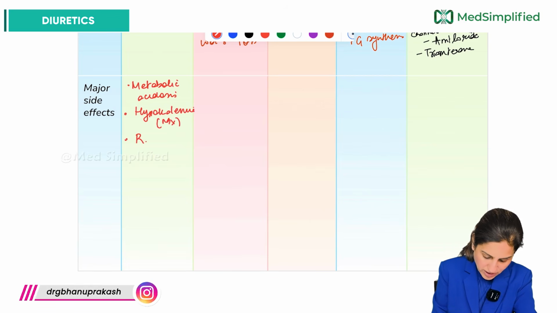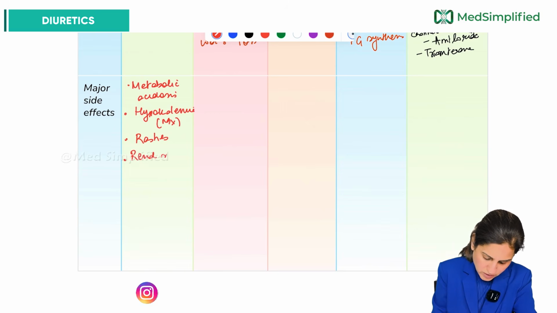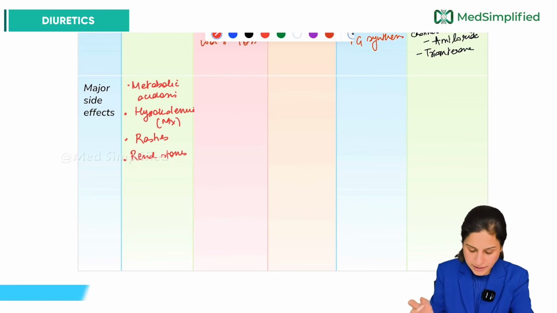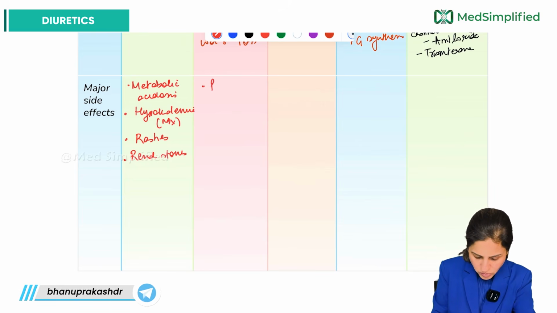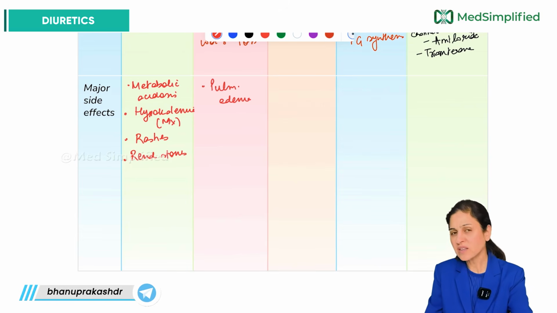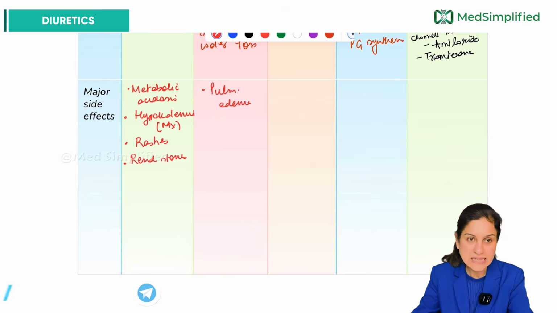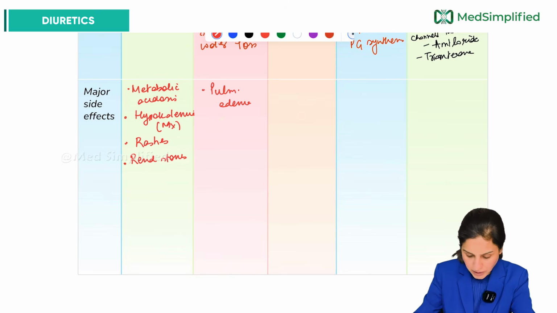Then they can cause rashes, right? That is very important, and they can lead to renal stones. The second one, which is the osmotic diuretics. So pulmonary edema can be a drawback, and if pulmonary edema is present, it should not be given in that condition.